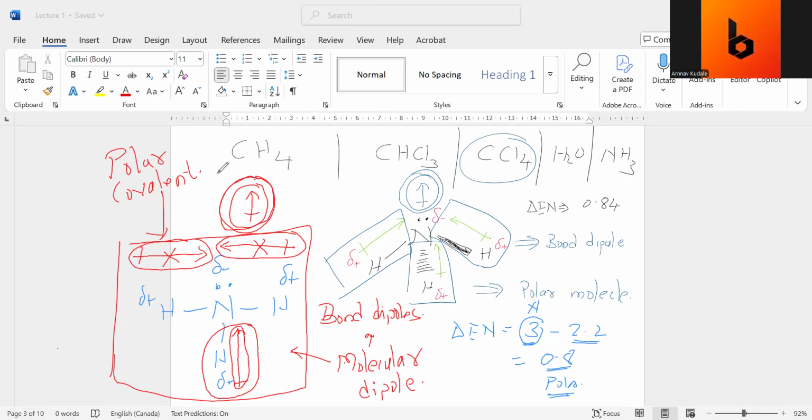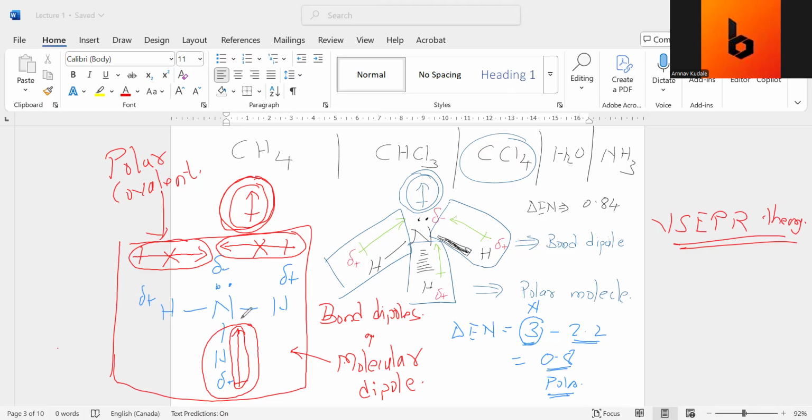And if the resultant is getting cancelled, then the molecule is nonpolar. Is this understood? In grade 12 you are going to learn about valence shell electron pair repulsion theory, VSEPR, correct? We're doing that. You are doing it now? Okay, that's good then. I'll introduce that too.